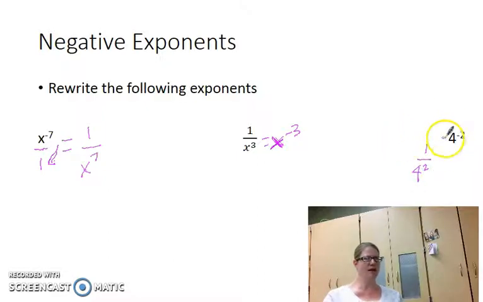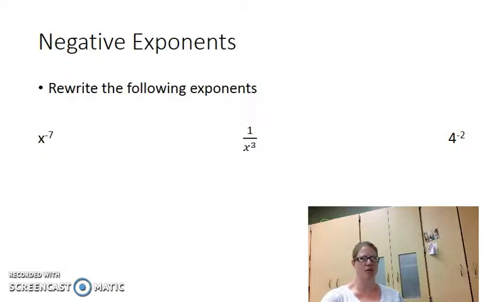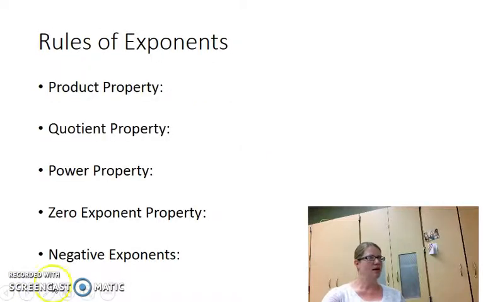If I have a negative out front here, that would just make it negative. But if I have a negative in my exponent, it means I'm supposed to take that whole term that's raised to that exponent and move it to the other part of the fraction, whether that's up or down. So that's called negative exponents. It comes from the quotient property. Okay, we've got all of our rules here now summarized.